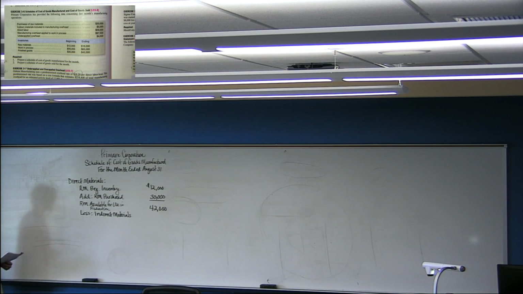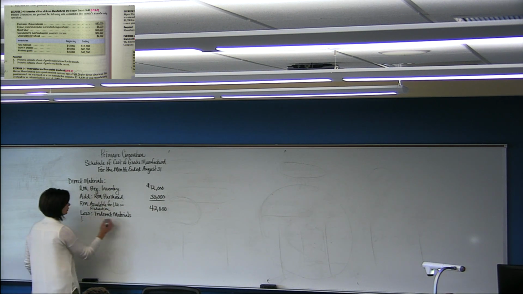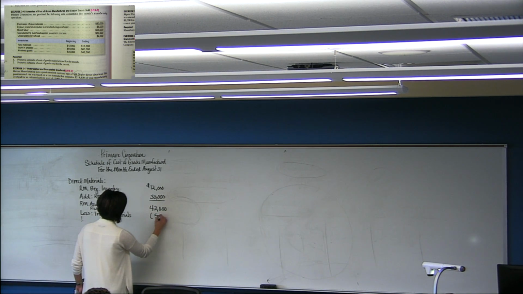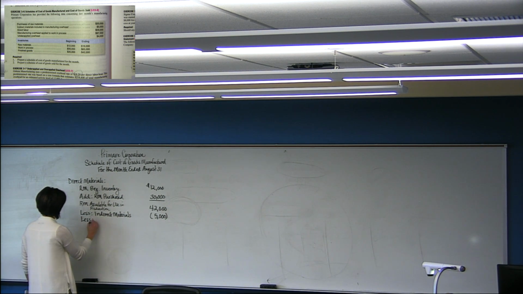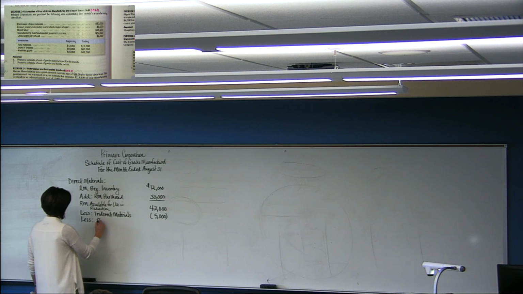Now, I also have to subtract out something else. What is it? Ending inventory. Yeah, so let's do that first. Let's say, okay, that was 5,000, right? And then I have, let me be consistent here, less raw materials ending inventory.